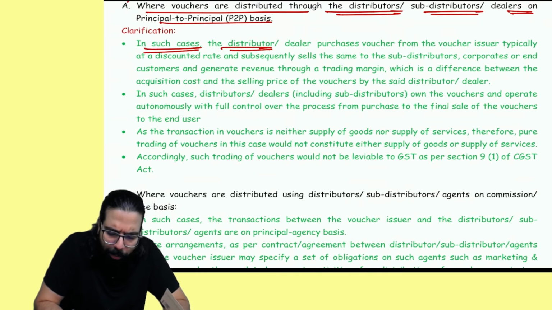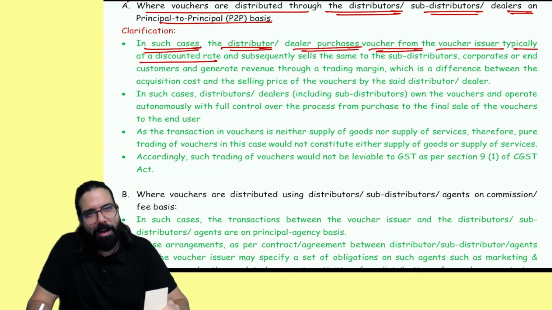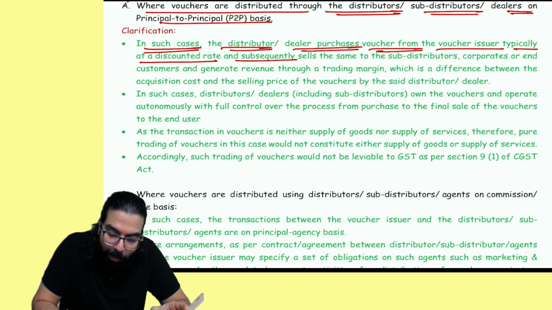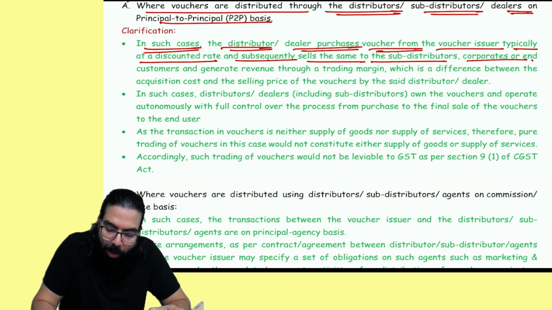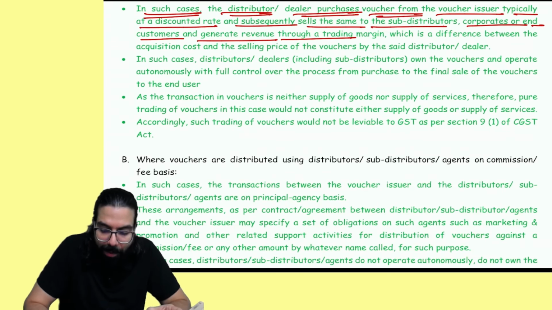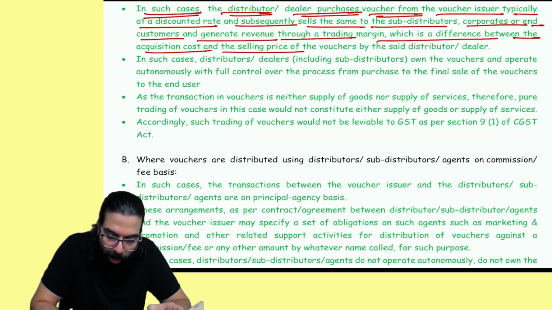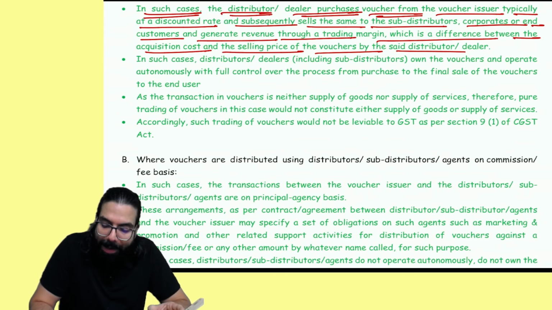In such case, the distributor or dealer purchases the voucher from the voucher issuer, typically at a discounted rate. It might be a 100 rupees voucher, I buy at 98 and subsequently sell the same to a sub-distributor or corporates or end consumer, and generate revenue through a trading margin, which is the difference between the acquisition cost and the selling cost of the voucher by the said distributor.